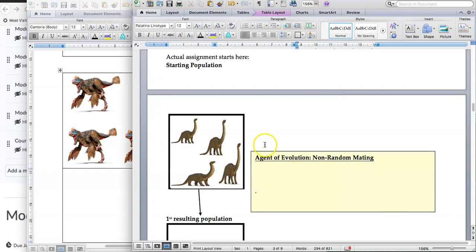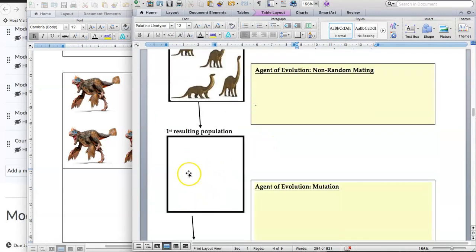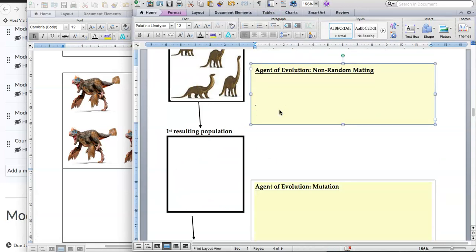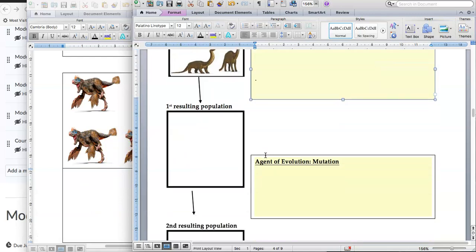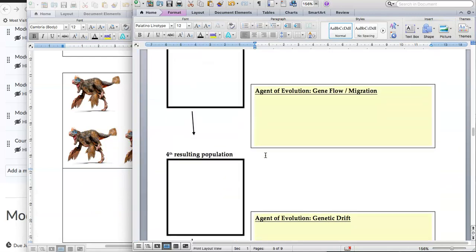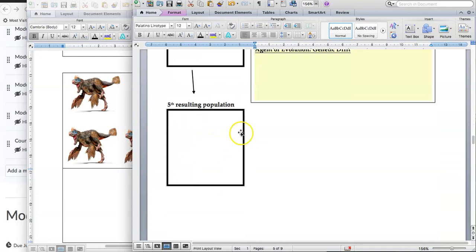Now, some of you are probably wondering, do I have to do these pictures? This is not the best formatted assignment. So if you start putting pictures in, it goes wacky. So that's why I did it on my own. I want to at least see your final population. So I want to be able to compare what the starting population was to the final population after all those agents.